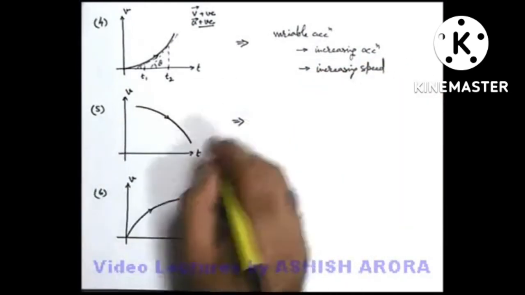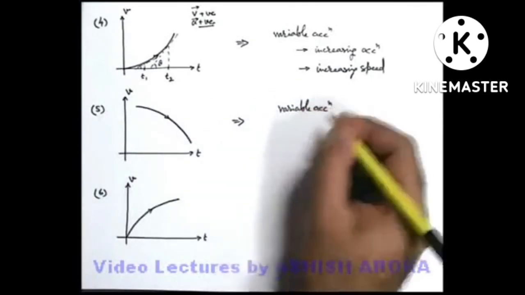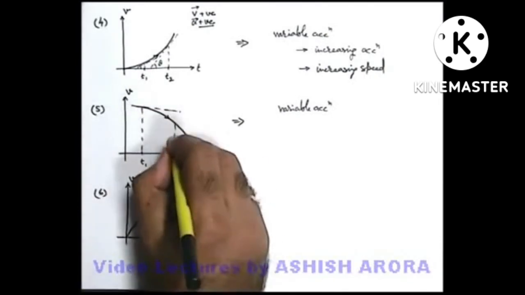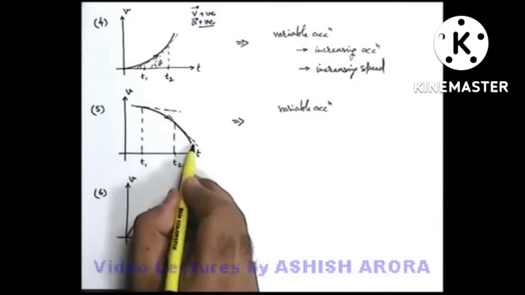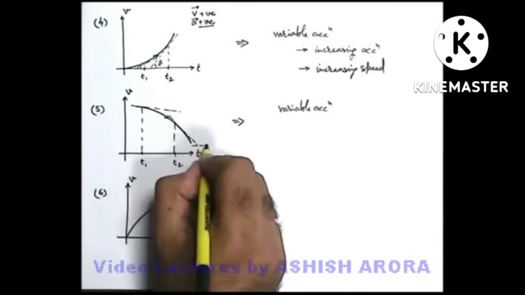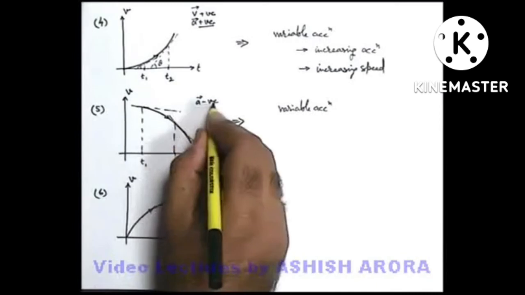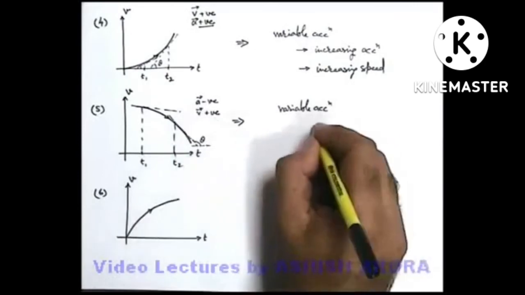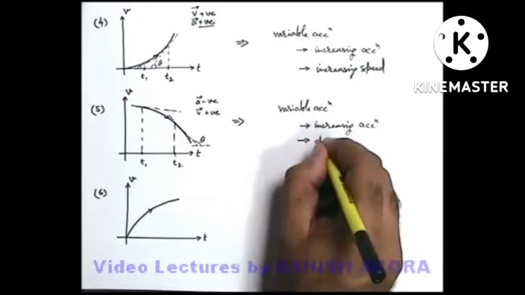If we talk about graph number 5, here we can again state as the vt curve is a curve, this is the situation of variable acceleration. If we talk about the slopes at time t1 and t2, you can see at time t2 the straight line which is representing the tangent is steeper than the tangent at time t1. So we can state the acceleration is increasing, but here the angle made by the tangent with the time axis is obtuse, so acceleration is negative. If acceleration is negative and velocity in this situation is positive, we can state that the speed is decreasing. This is the situation of again increasing acceleration but decreasing speed.